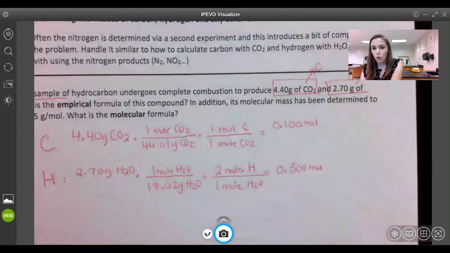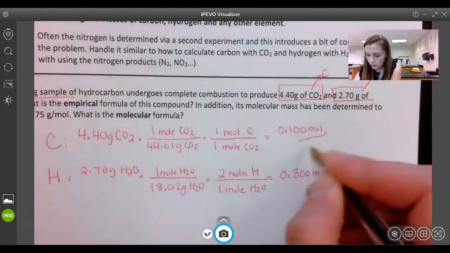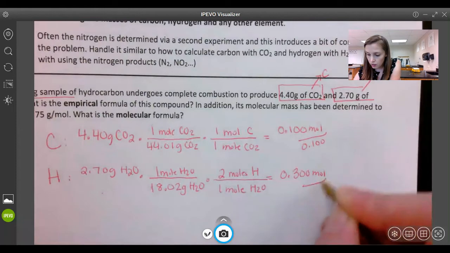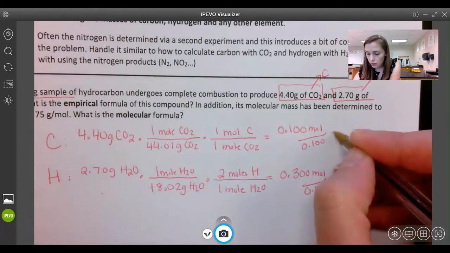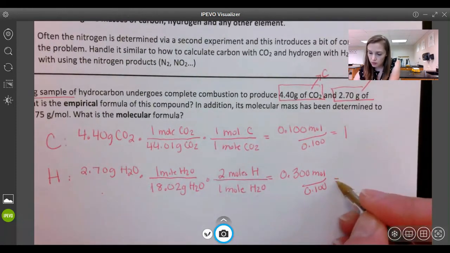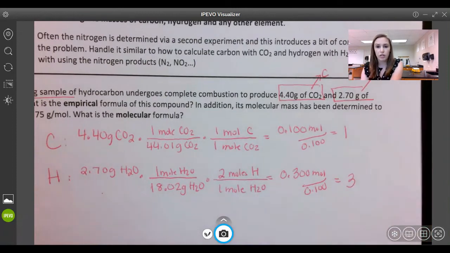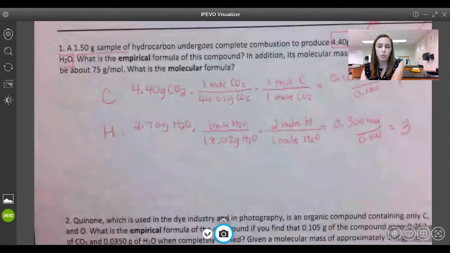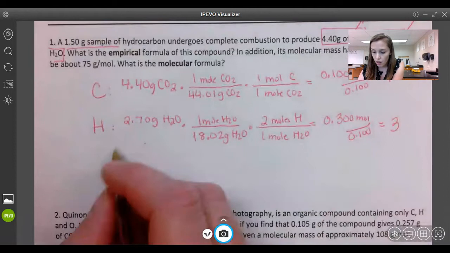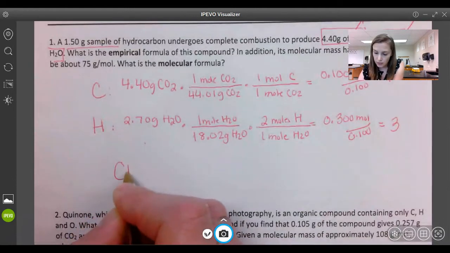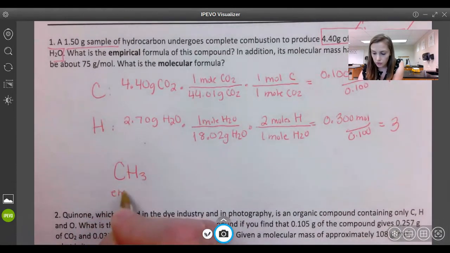We want to find that whole number ratio. So we're going to divide by the 0.1, divide by the 0.1. That will set carbon to 1 in this case, and hydrogen will get set to 3. So carbon and hydrogen is in a 1:3 ratio, which will give us our empirical formula of CH3. So this is the empirical.